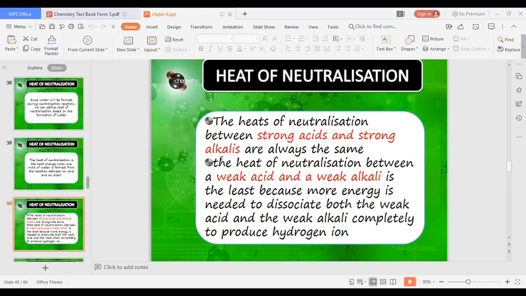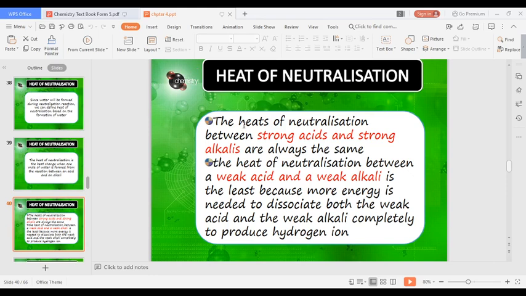Okay, kita pergi kepada alkali pula. Strong alkali is a chemical substance that completely dissociates in water to produce a high concentration of hydroxide ions. So with the high concentration, the pH value will increase. Weak alkali pula is a chemical substance that is partially ionized in water to produce a low concentration of hydroxide ions.